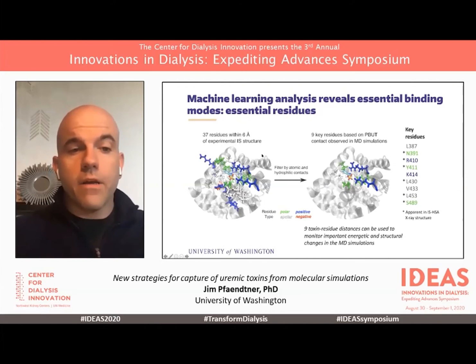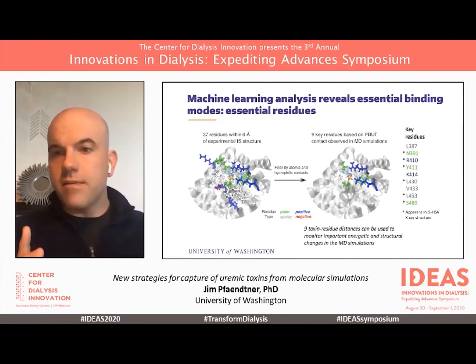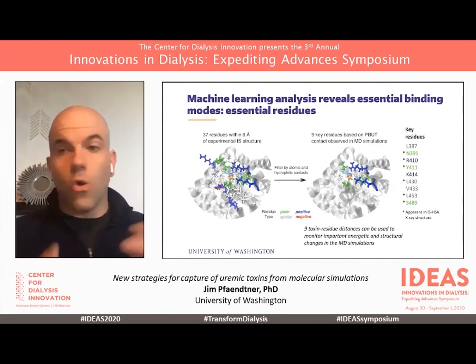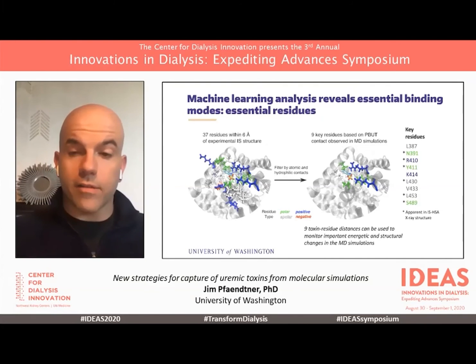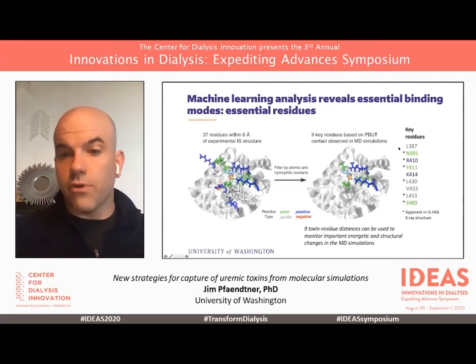So when we do that, we can take all of these residues that are known to be near indoxyl sulfate in the experimental structure. We filter them according to these contacts that I just told you about. And what emerges that's really interesting is all of these chemical interactions with this whole panel of uremic toxins can be collapsed down onto 9 types of interactions. So there's different types of interactions that are listed here with the amino acid side chain and its residue number.